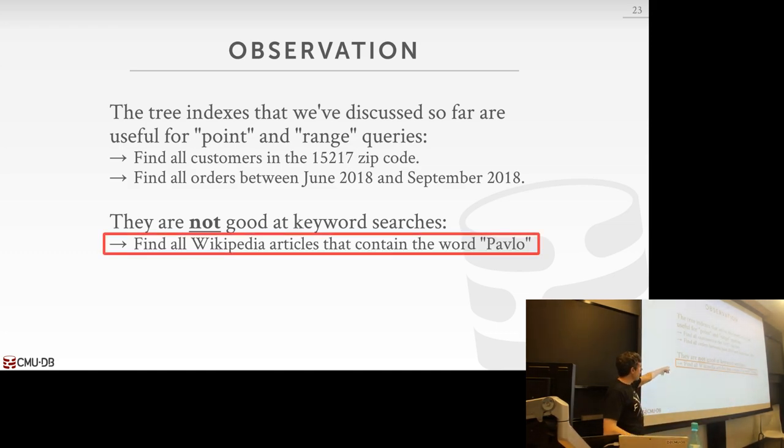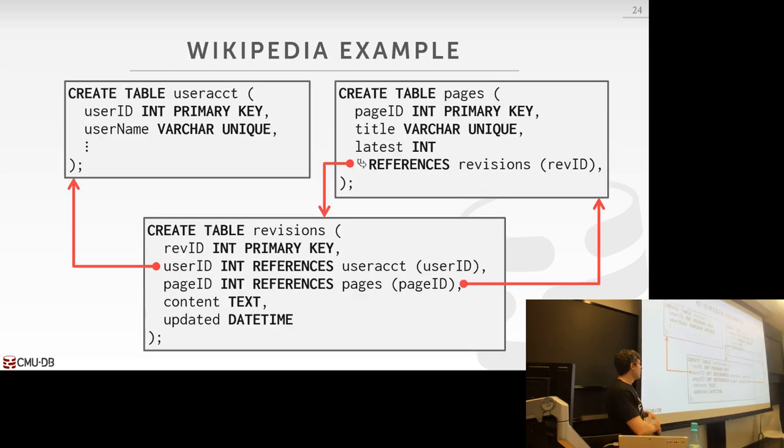So this is the problem we're trying to solve here. Quickly, just to remind everyone what Wikipedia looks like, the main thing we care about is that there's this revisions table that has a text field. And we want to be able to find all the matches for Pablo in it.